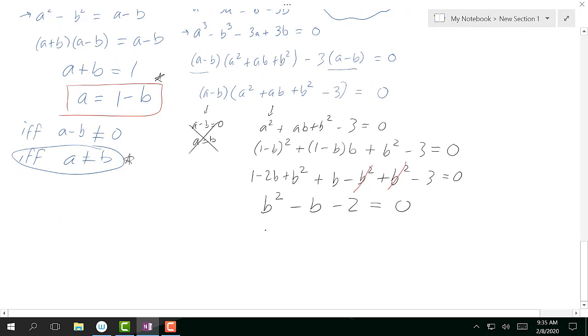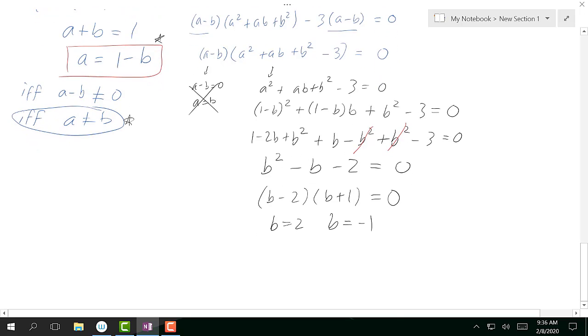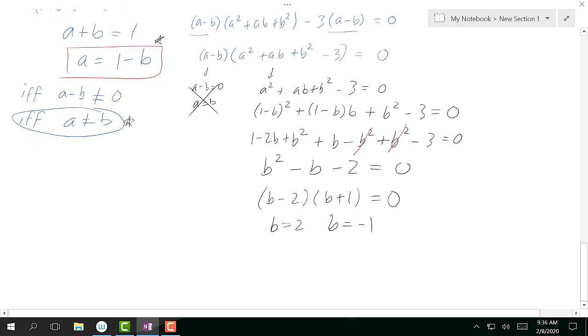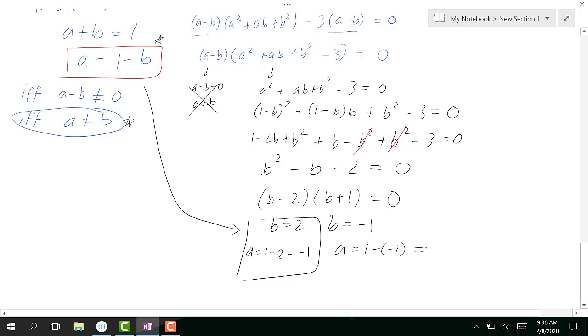And so after factoring, we're going to get b minus 2 times b plus 1 equals 0. And so we're going to get b equals 2, and then b equals minus 1. And so remember that a equals 1 minus b. So in this case, what we get is a equals 1 minus 2, so negative 1. And in this case, what we get is a equals 1 minus negative 1. We get 2.